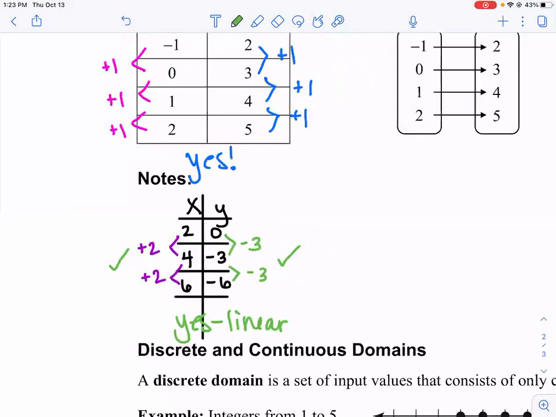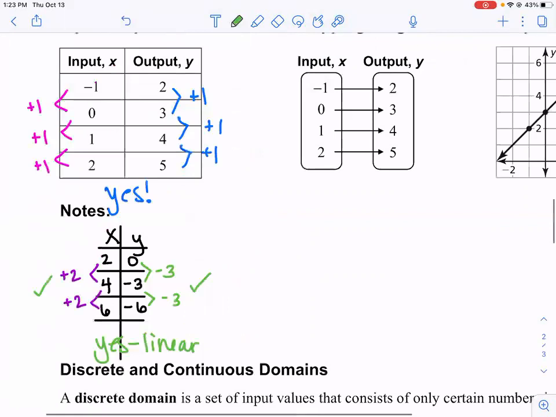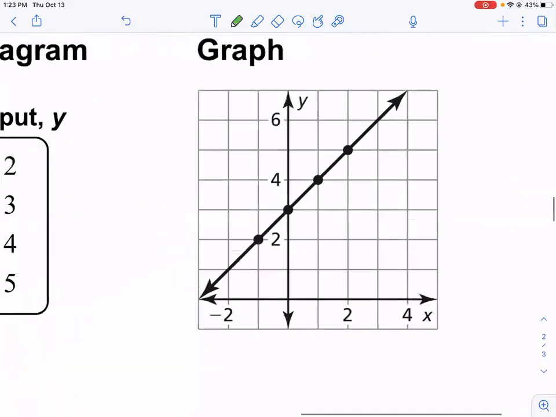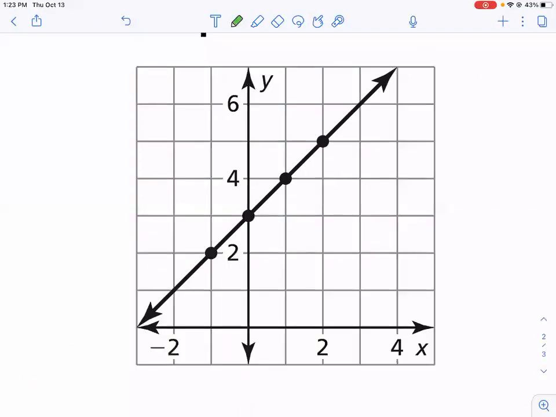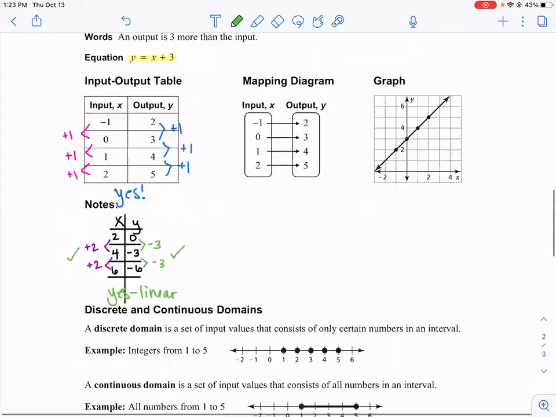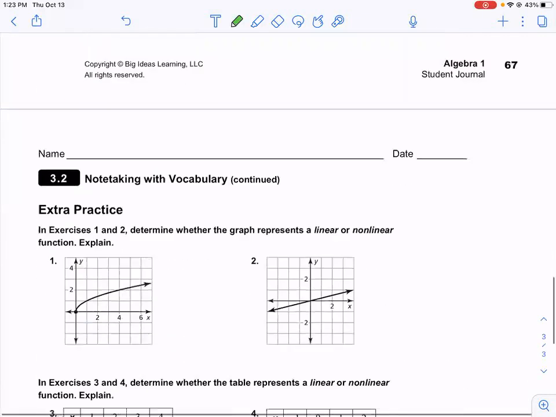Now, if we look at the graph, it is going to be a line with slope. I know, it's amazing, right? So this is it, okay? All right, so let's go ahead and turn the page, and I want to look at these two graphs right here.